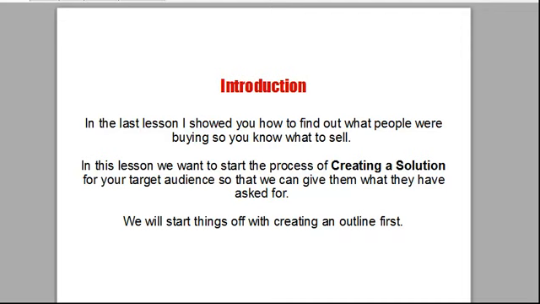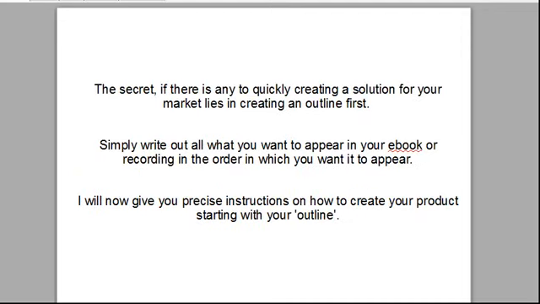And we're going to do this by using your outline, or creating your outline first. If there is any secret at all as far as product creation is concerned, or quickly creating a solution for your market, then it definitely lies in creating your outline first. You simply write out all what you want to appear in your ebook or your recording, whether that be audio or video, in the order in which you want it to appear. I'm now going to show you precisely how to create your product, starting with your outline.